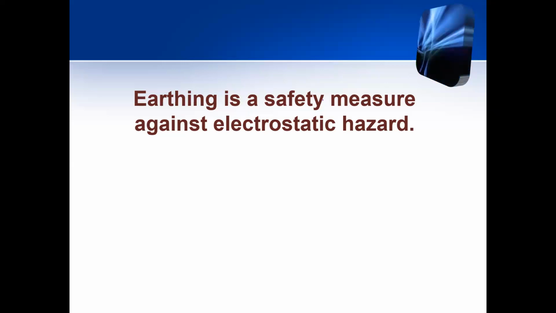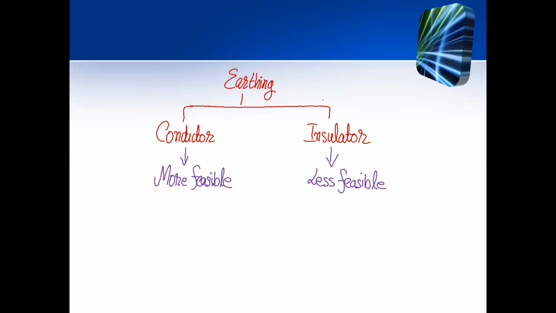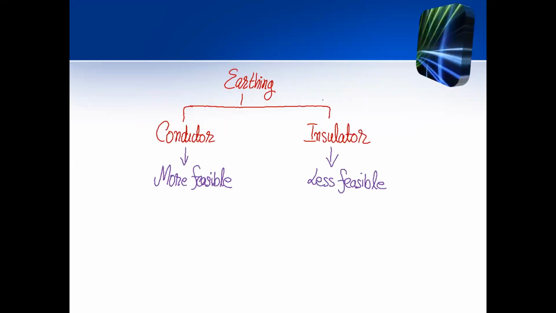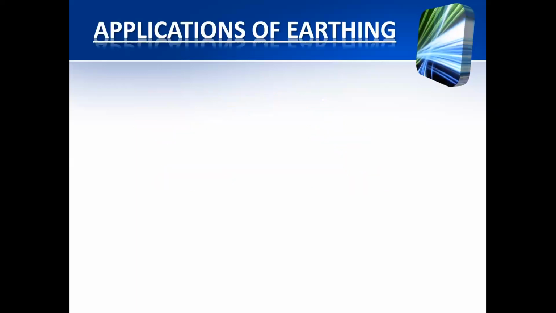So now let's summarize. Earthing is a safety procedure. The purpose of earthing is safety. Why is it a safety? Because when something is charged, it can produce a spark. So when you neutralize it, you are actually making it safer to use. Earthing a conductor, earthing an insulator, both are possible.